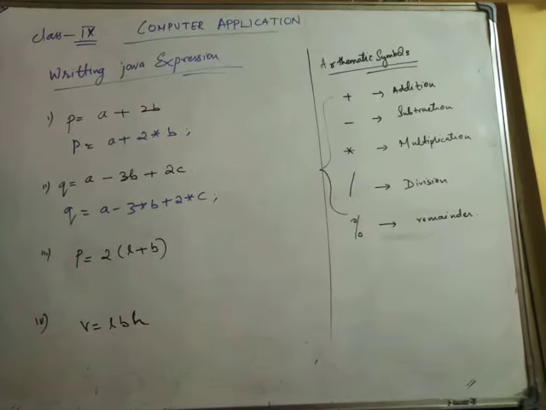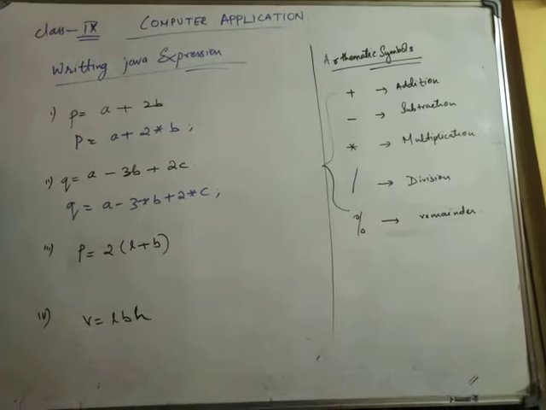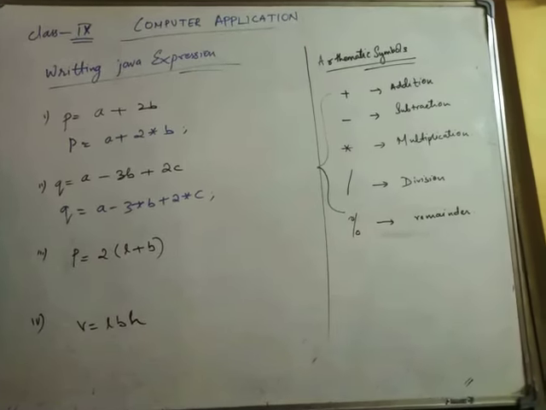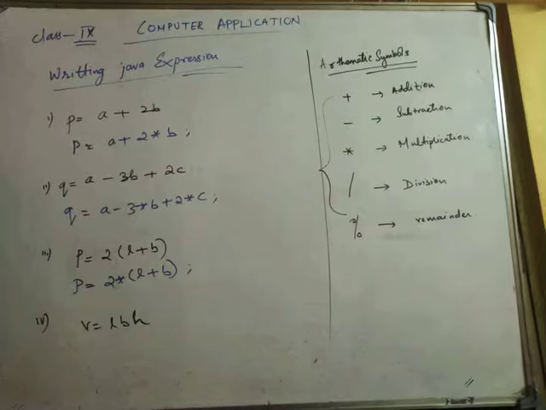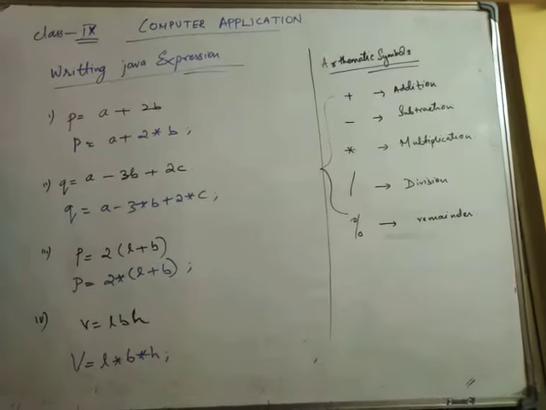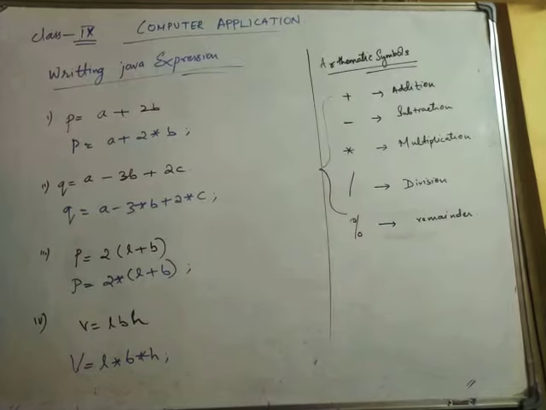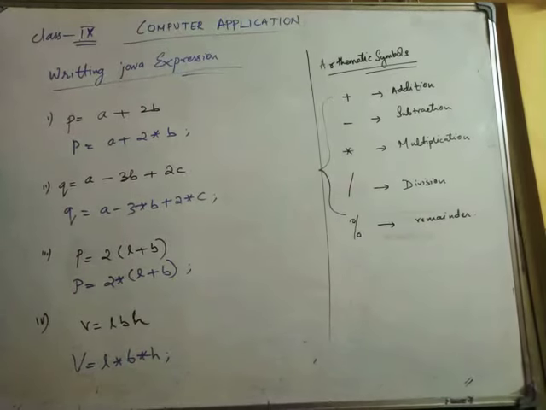Clear? After that, in the next one, number 3, what do you have to write? Since after 2 we have the bracket L plus B, we have a multiplication sign before the bracket. So how do we write in Java? P equals 2 into (L plus B). This is how you mention it. The last one, V equals LBH. LBH means L into B into H. So this is how you can write the formula for V: V equals L into B into H.